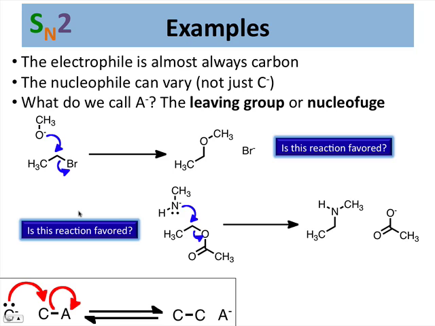Let's take a look at a couple of examples now of SN2. So the electrophile in these reactions is almost always carbon. And when I say electrophile, I mean the atom that is actually receiving electrons. So in this first example here, at the top, the electrophilic carbon is this one right here, receiving the electrons directly from the nucleophile. The nucleophile doesn't have to just be C-. It can be another group just as easily. Here I've shown an example where an O-, also called an alkoxide, is attacking a carbon to form a carbon-oxygen bond instead of a carbon-carbon bond.